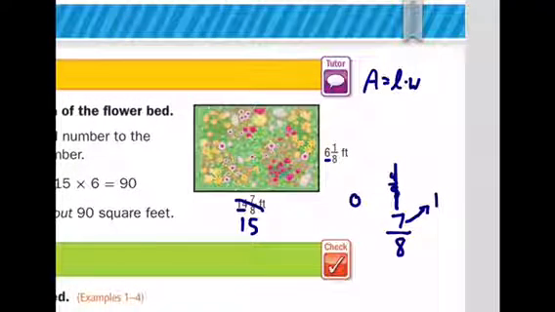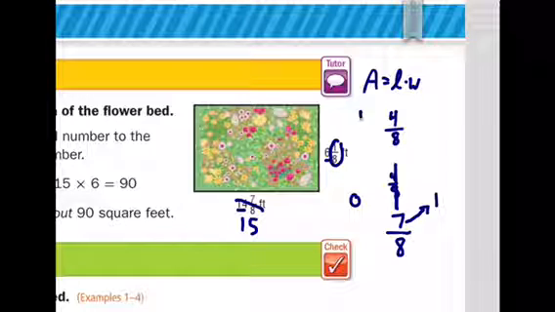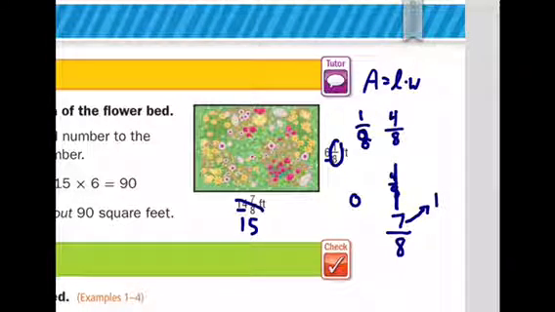Now, for 6 1/8, the question is 1/8 closer to, is it below half or above half? So if I know 4/8 is half, since 1/8 is less than half, then that means 6 1/8 is going to stay the same. So I have 15 and 6 for my dimensions.